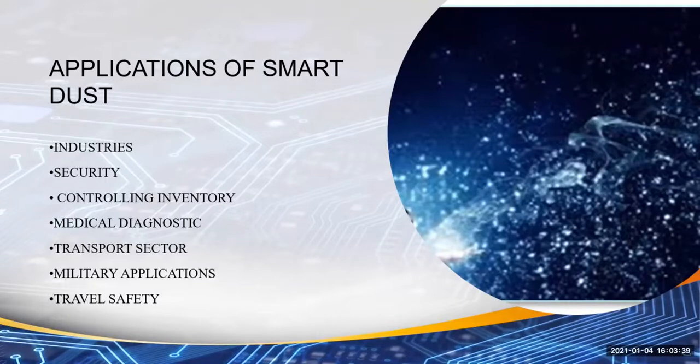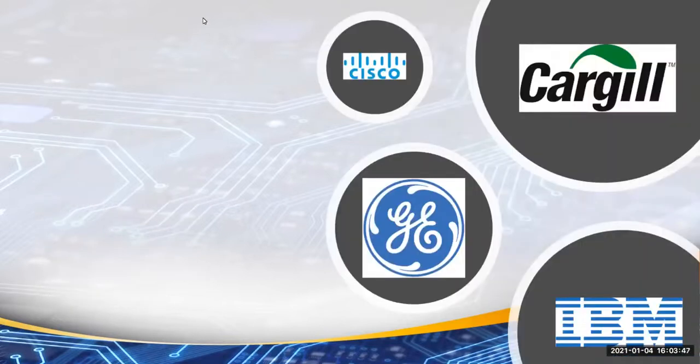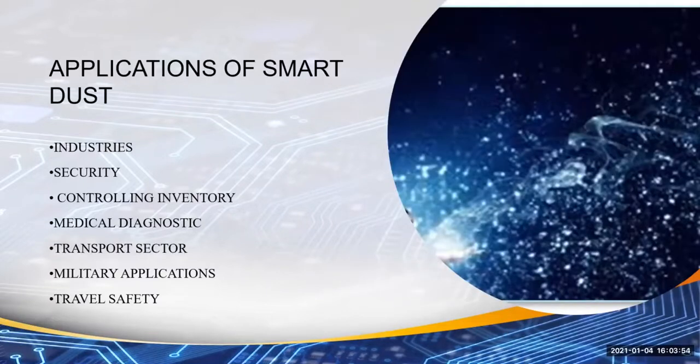The third part is controlling inventory. Taking products from their manufacturers to retail shelves via transport facilities would ensure tight inventory control. The fourth part is medical diagnosis. It is very useful in the medical area. And research at UC Berkeley has highlighted how brain functionalities can be studied with implanted neural dust.